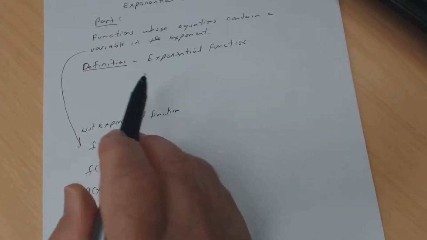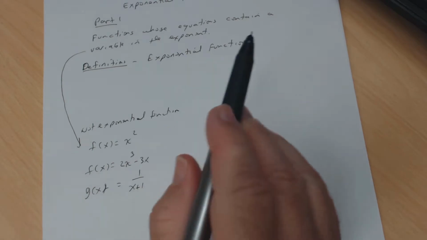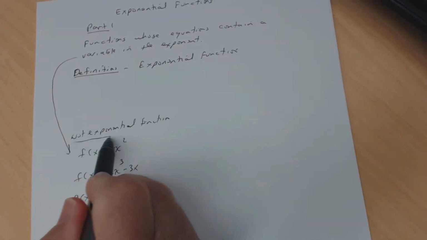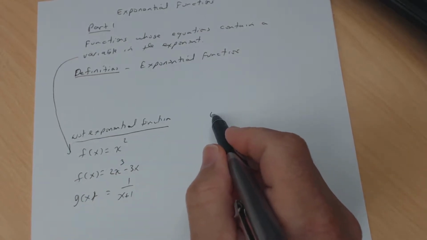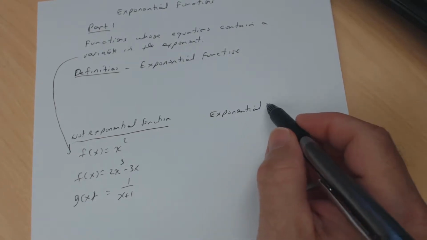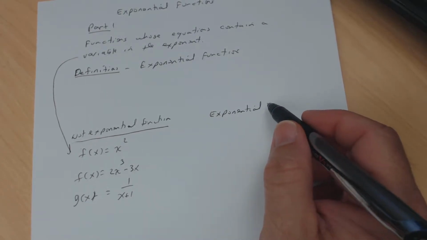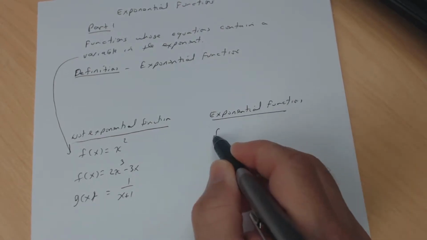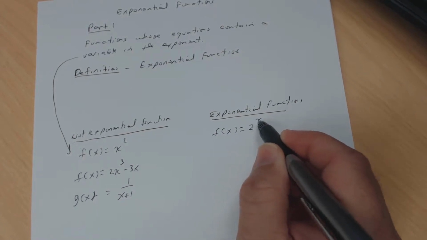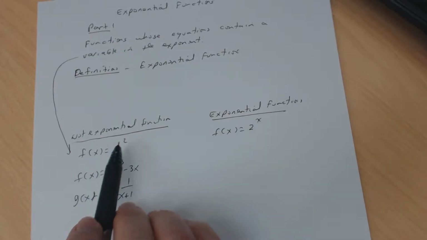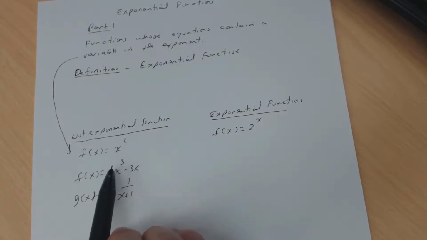Remember, an exponential function is a function whose equation contains a variable in the exponent. So these are examples of exponential functions, and you're going to graph things like this in this lesson, and the previous lesson, and the next lesson. So, for example, f of x equal 2 to the x. Notice that the variable is in the exponent. Now, these are not exponential functions because the variable is not in the exponent. The variable is the base here.